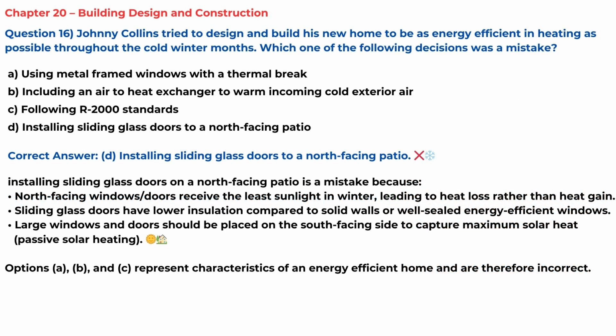Question 16. Johnny Collins tried to design and build his new home to be as energy efficient in heating as possible throughout the cold winter months. Which one of the following decisions was a mistake? Correct answer, D. Installing sliding glass doors to a north-facing patio.